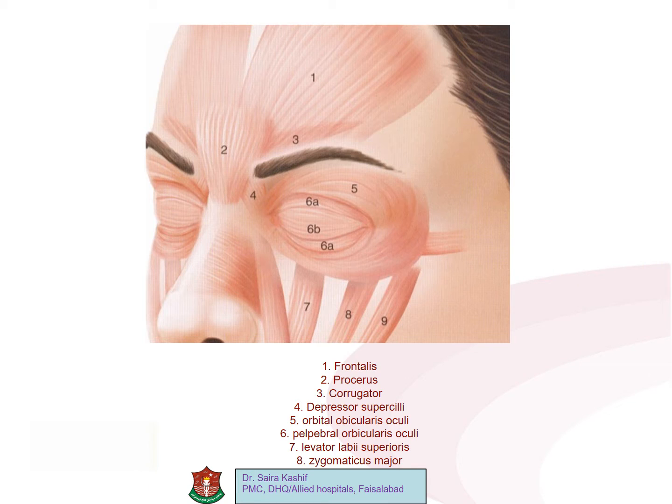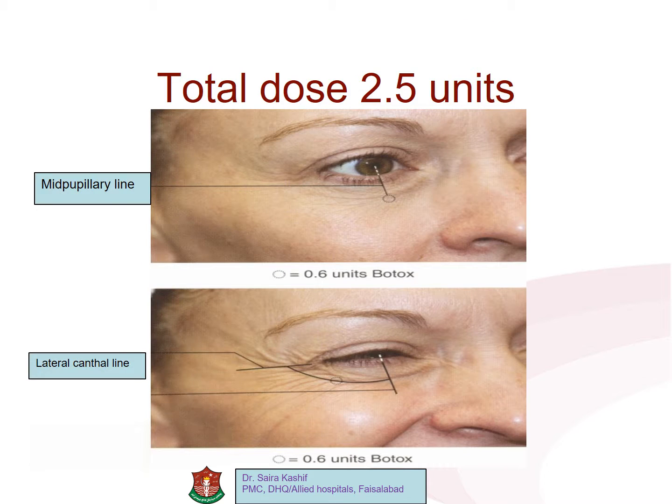Lower eyelid wrinkle area. Again, just to revise the anatomy around the eye. Here is the orbital part of the orbicularis oculi, palpebral part with the pre-tarsal and the pre-septal portion of the orbicularis. So where are we going to inject for lower eyelid wrinkle? Into the pre-septal part of the orbicularis oculi.